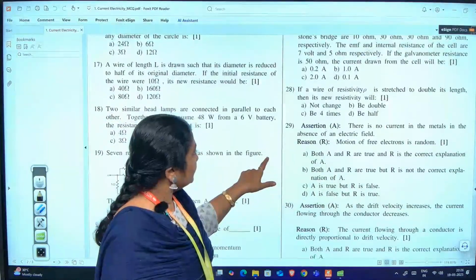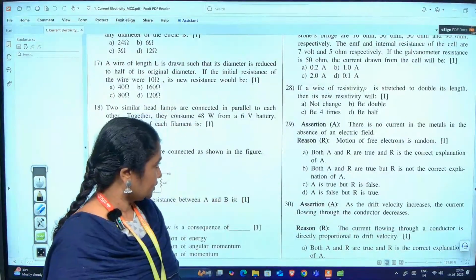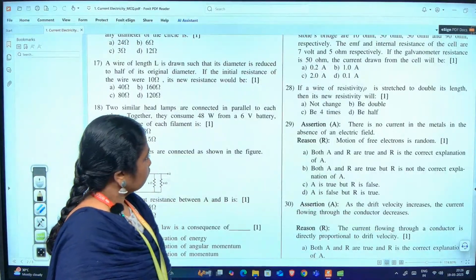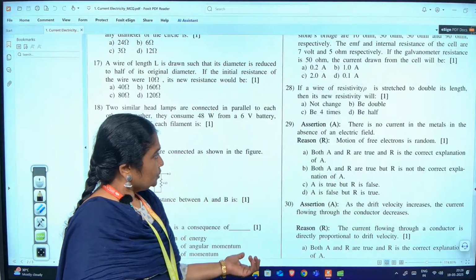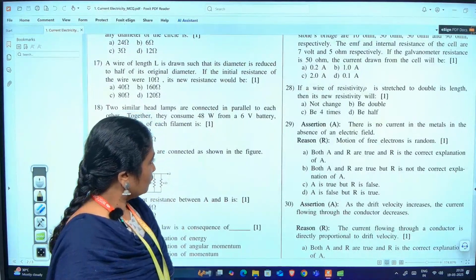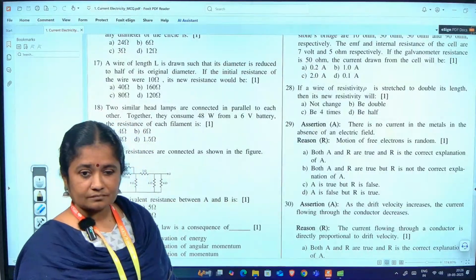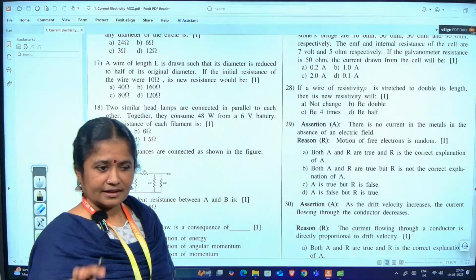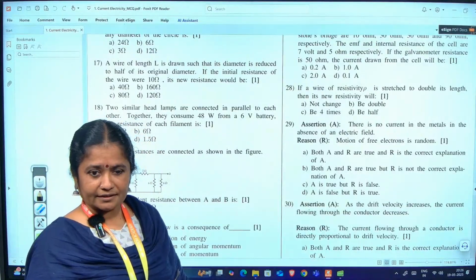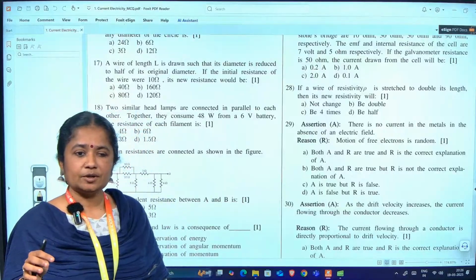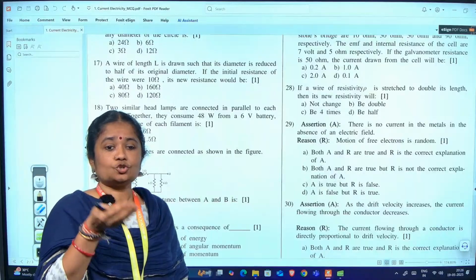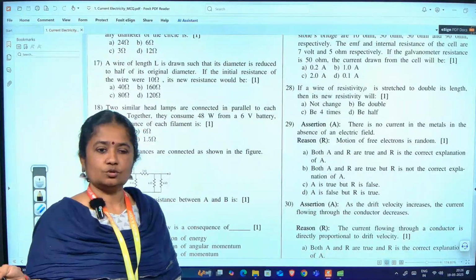Assertion: there is no current in the metal in the absence of an electric field. Reason: motion of free electrons is random. Conductors have many free electrons. Free electrons move randomly anywhere, but they cannot come out of the conductor. To come out of the conductor, what do we have to supply? You have to supply an EMF, electromotive force, to move the electrons out of the conductor.